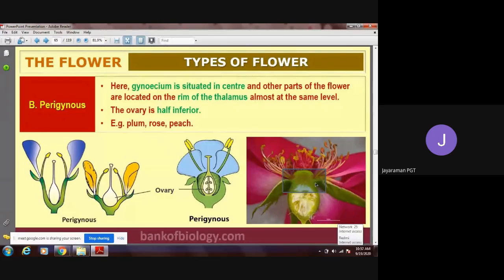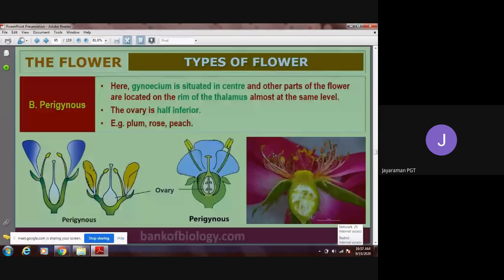So if the ovary is fully down, it is known as an inferior ovary. The calyx and corolla are arrayed not at the tip, but below the tip. So this is known as perigynous. If it is anywhere in the middle, not at the top, not at the bottom, and the flower parts are arrayed there, it is known as a perigynous flower.